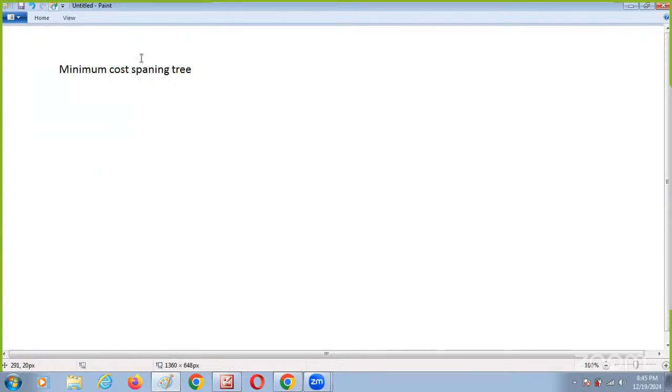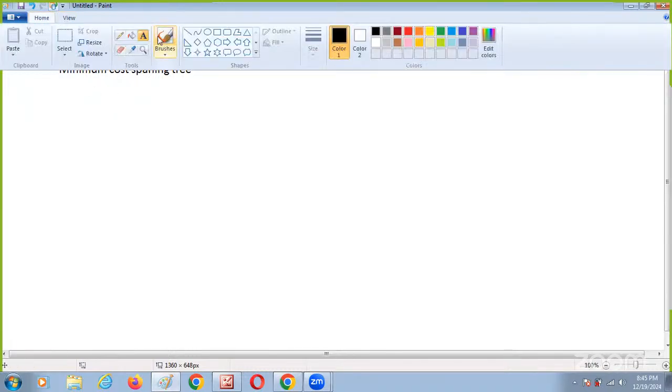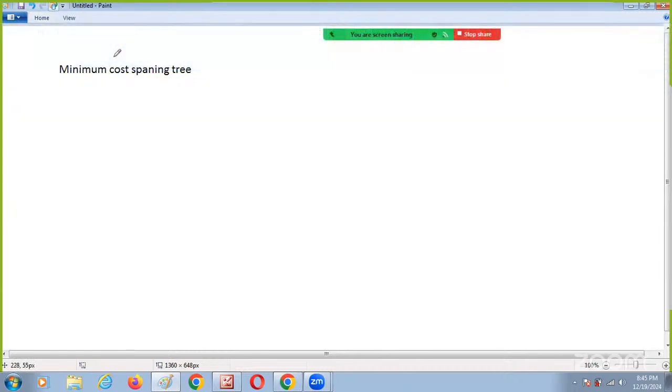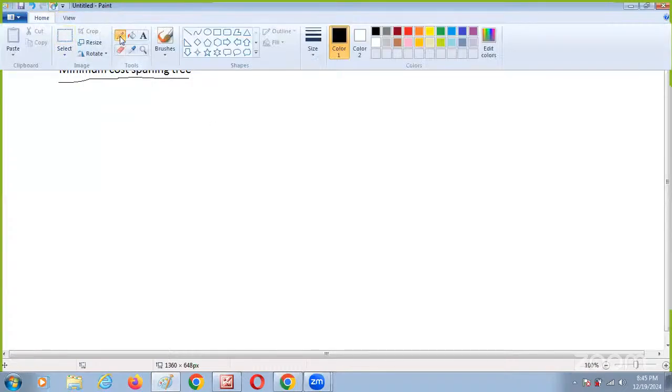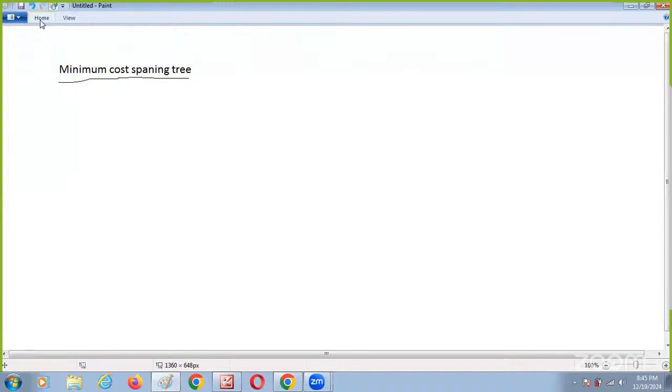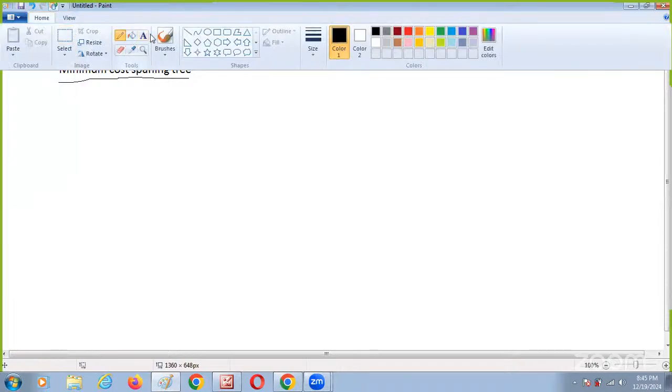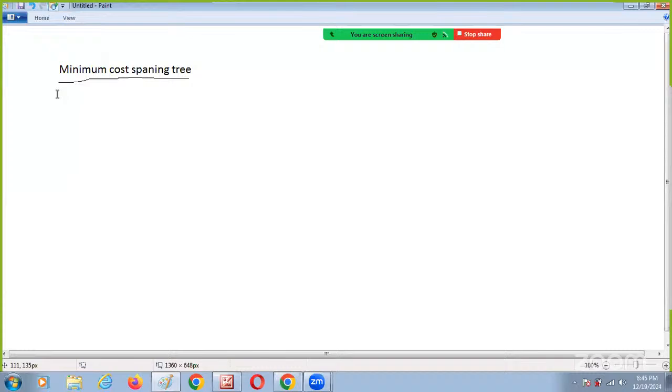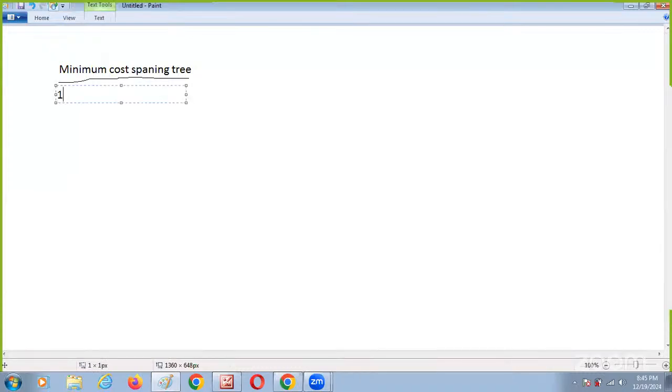So let us see that. In order to find out minimum cost spanning trees, we again have 2 algorithms. In this, the first algorithm is... some of you may know. So what is the first algorithm?